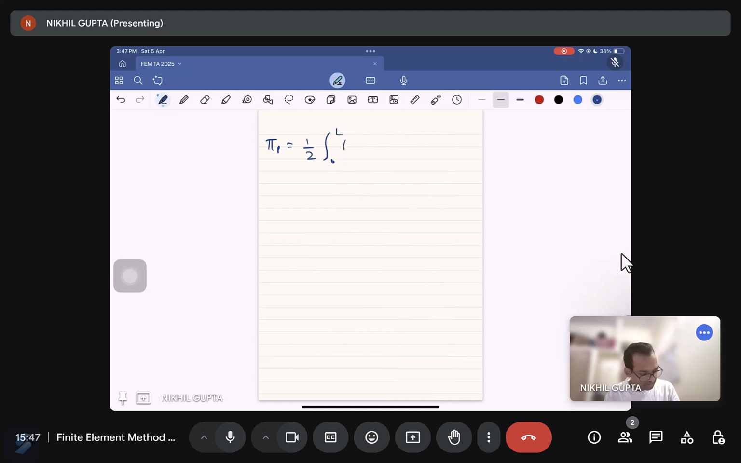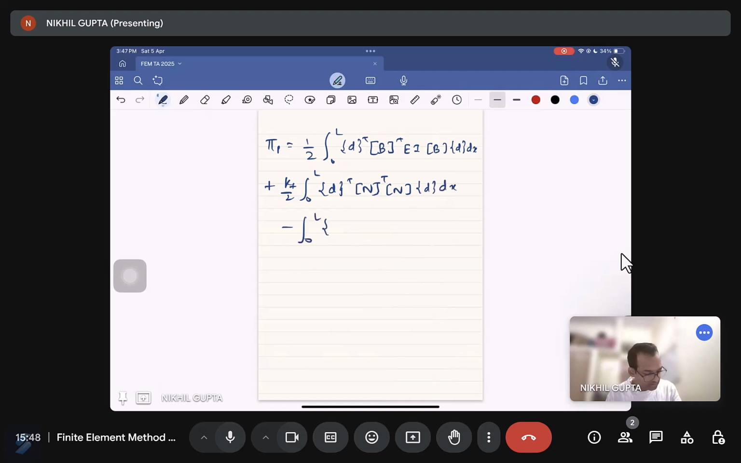integral from 0 to L of d transpose B transpose EI B d dx, plus kf by 2 integral from 0 to L of d transpose N transpose N d dx, minus integral from 0 to L of d transpose N transpose w dx.